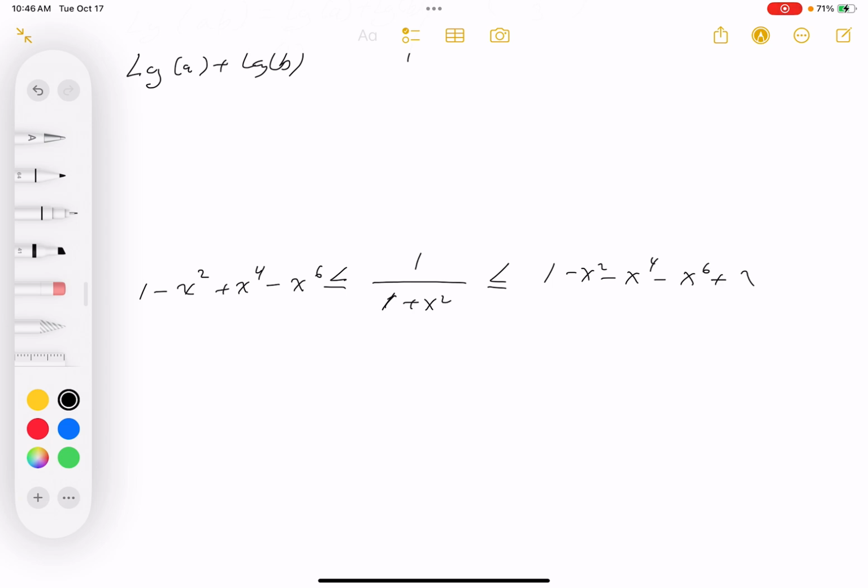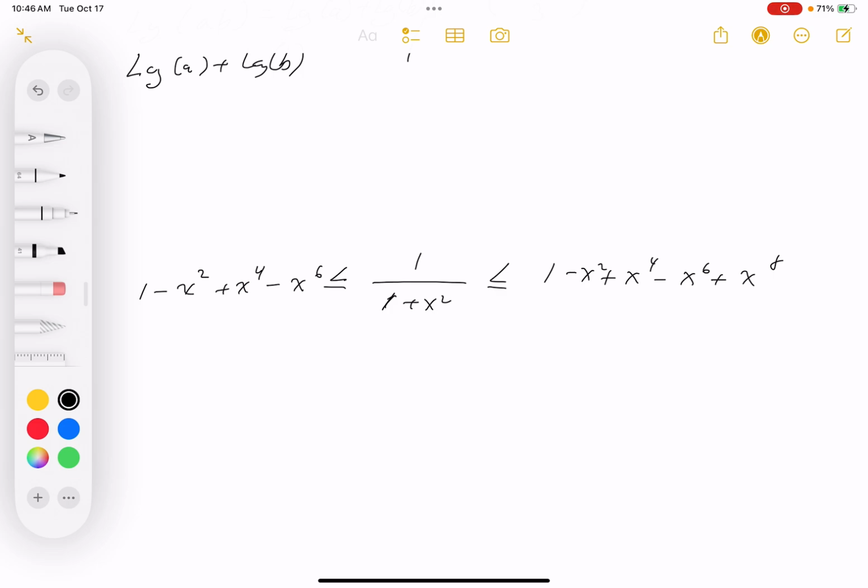Before I go on to solve it, I want to see if I wrote the right thing down. And I see 1 minus x squared plus x4 minus x6, less than or equal to 1 over 1 plus x squared, less than or equal to 1 minus x squared. Oops, I made a mistake. That's plus x4. I'm glad I'm looking. Minus x6 plus x8. I think I did okay.